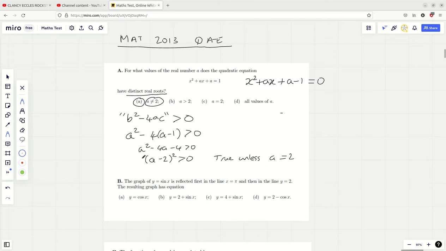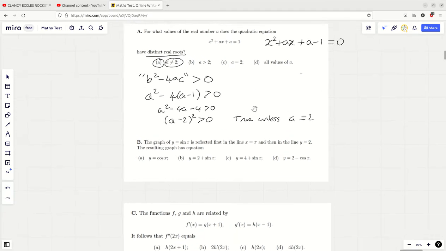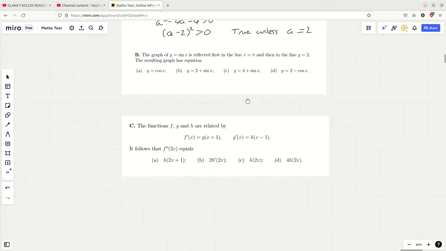Yeah, that's what this is telling you here. Does that kind of make sense? I hope it does. If a doesn't equal 2, then you're fine. But if a equals 2, then it's all gone wrong. It won't have distinct real roots. It'll have equal roots actually, because that would make that equal to 0 if a equals 2. If a equals 2, it has equal roots, so it's not distinct and real. Okay, so that's the first one done. Let's try the next one.